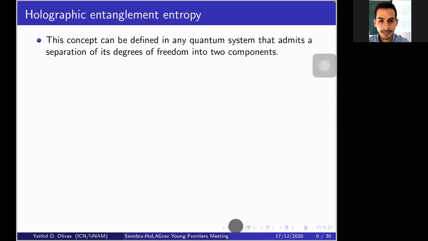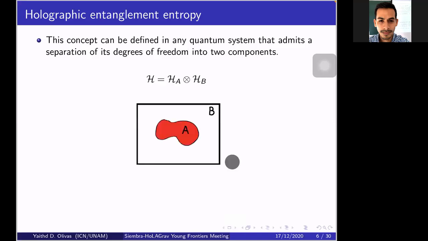So let me now introduce the concept of entanglement entropy. This concept can be defined in any quantum system that admits a separation of its degrees of freedom into components. That is, the total Hilbert space can be written as a tensor product of a Hilbert space that describes the degrees of freedom of the first part and a Hilbert space that describes the degrees of freedom of the complement. In a quantum field theory, the natural way to separate these two components is by choosing a specific spatial slice. And for example, you can see from the drawing that we have a separation right here.